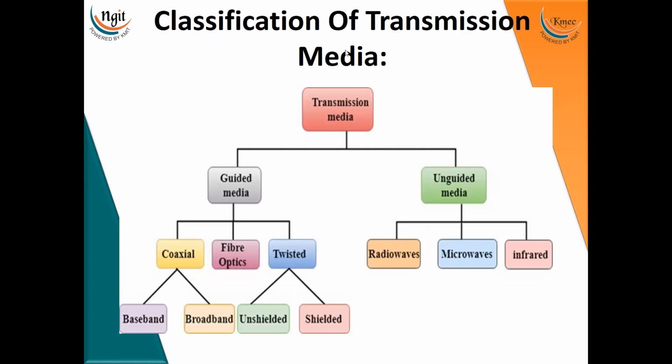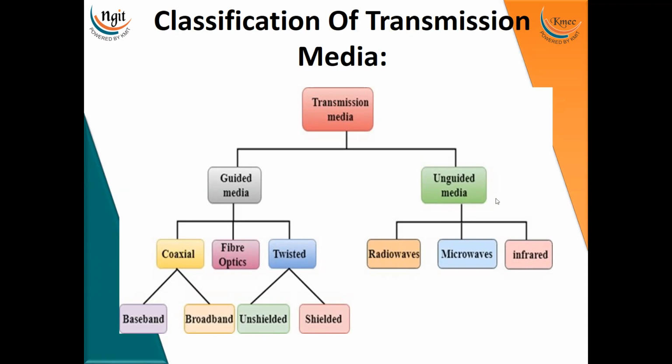Now, we'll see the main pictorial representation of the transmission media. Here I have guided media as well as unguided media. In guided media, we have three different types: coaxial cable, fiber optics, and twisted pair. In coaxial cable, we have baseband and broadband. In twisted pair, we have unshielded and shielded. For unguided media, we also have three different types.